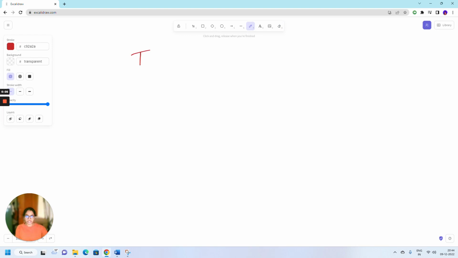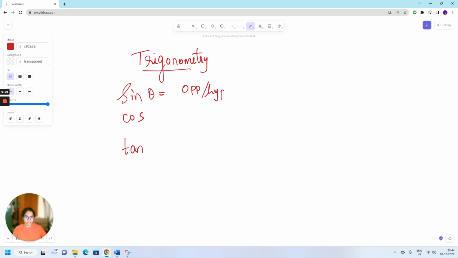In the previous lecture on trigonometry, we studied the definition of trigonometry. And then we studied three trigonometric ratios, that is sine, cos and tan. What is the formula for sine theta? It is opposite divided by hypotenuse. Yes, what was cos theta? Cos theta is adjacent divided by hypotenuse. Agree? What was tan theta? It was opposite divided by adjacent.